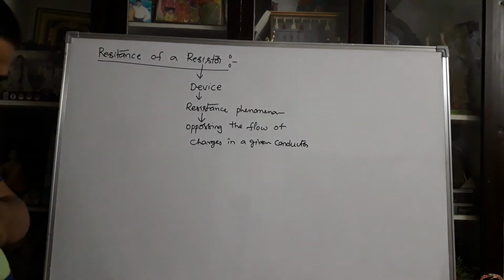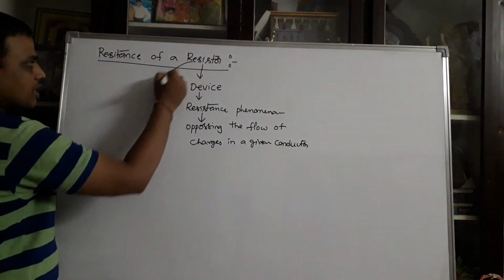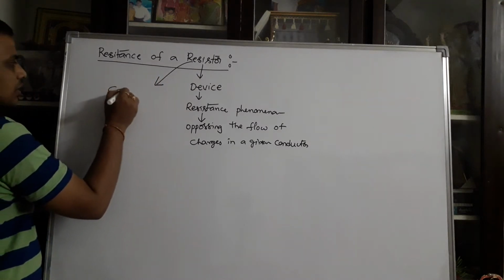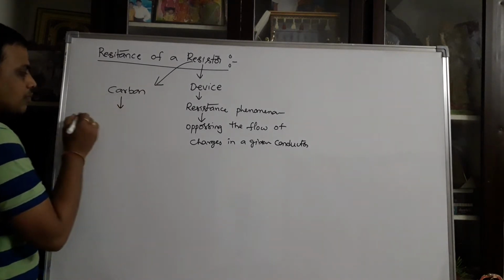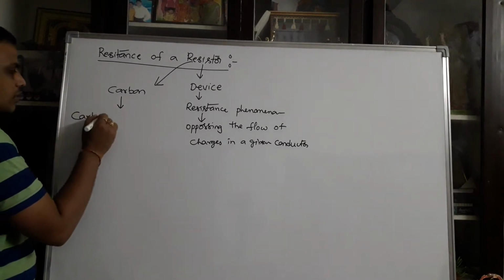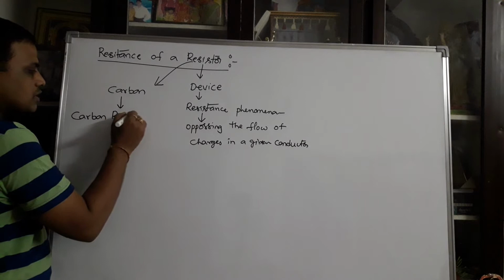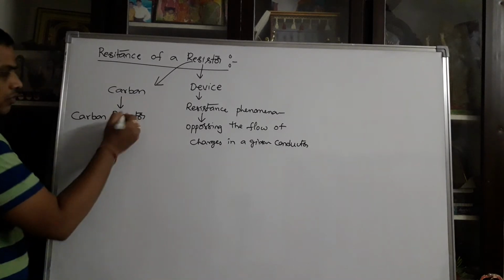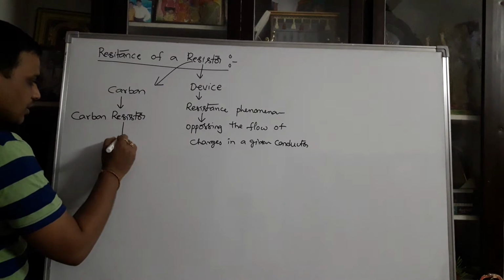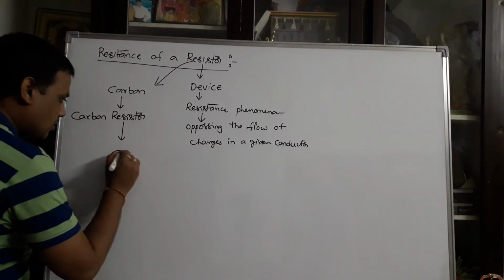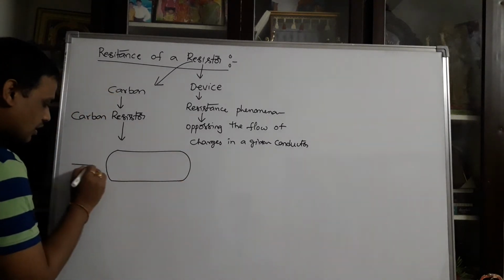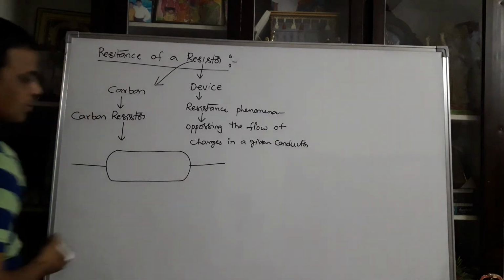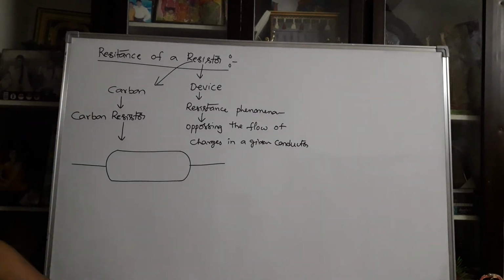Practically, a resistor is manufactured using the element carbon. So simply it is called a carbon resistor. From the practical point of view, the resistor block diagram looks like this. A resistor has two terminals, a left side terminal and a right side terminal. So the resistor is a two terminal device.